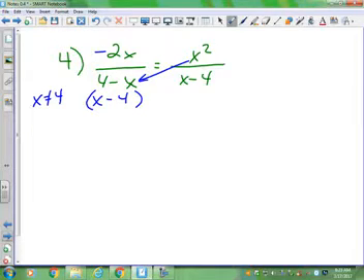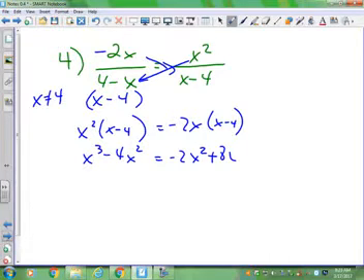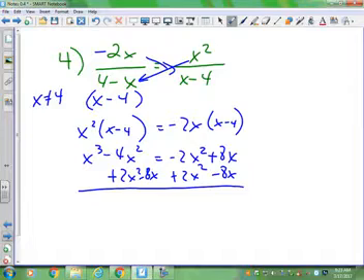So now we're going to multiply this direction, but we're going to multiply it times the blue writing. So that's going to be x squared times x minus 4, which comes out x cubed minus 4x squared. Over here, I'm going to multiply it this way by saying negative 2x times x minus 4, and that's going to come out negative 2x squared plus 8x. So now I realize I need to bring it all to one side because I have powers. So I'm going to add 2x squared, and I'm going to take away 8x. So that gives me x cubed minus 2x squared minus 8x equals 0.